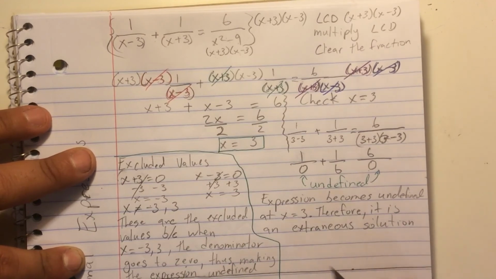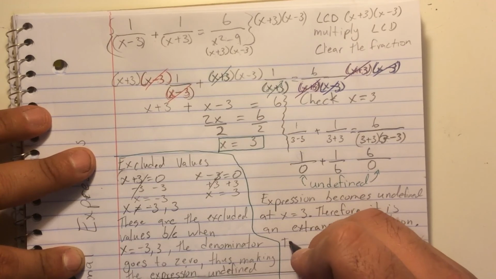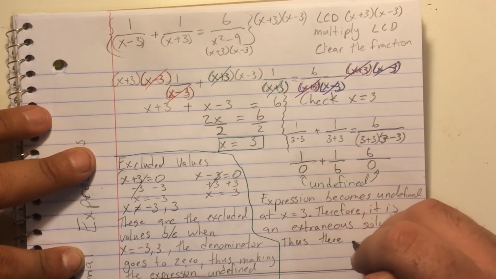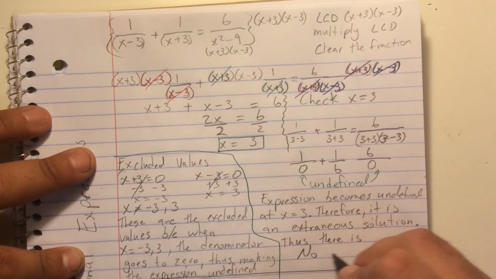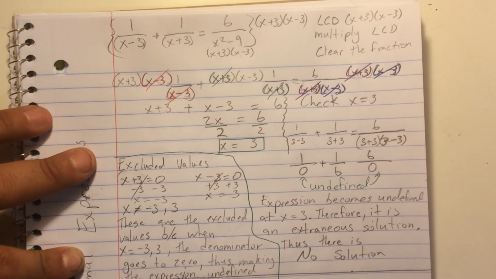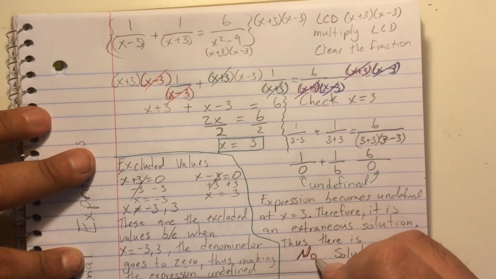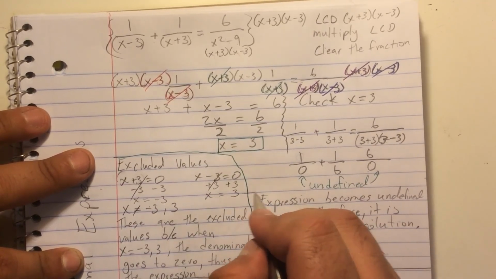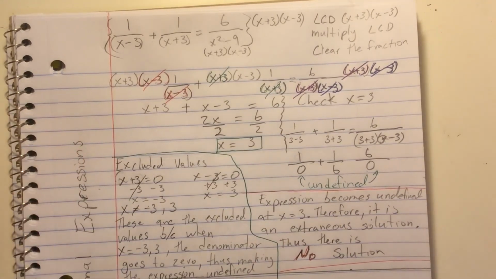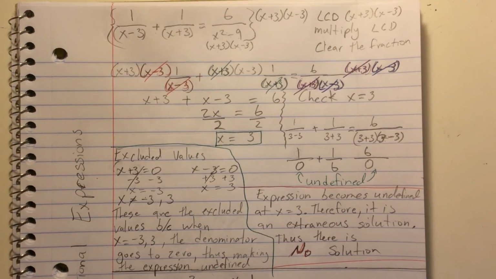So if we have an extraneous solution, that means, thus, there is no solution. Okay, go ahead and box this up. I'm going to put no here in red as well. No solution. I'm going to box this out here too. Okay. Alright, so that was part 1 of the second foldable.